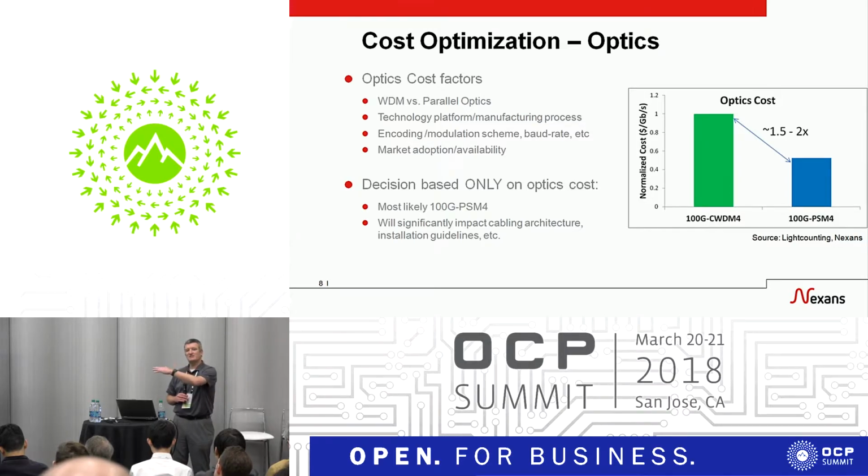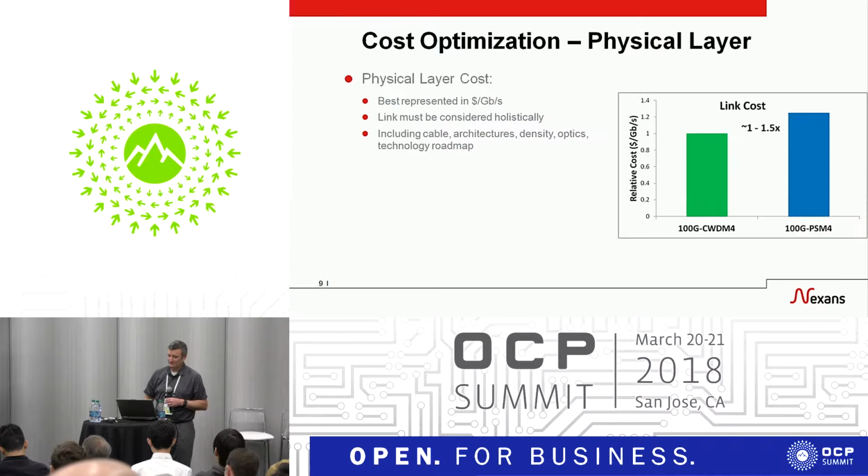So if you looked at this by itself, you would say PSM4 is the clear choice. Well, those two pieces of data are at odds with each other. So what you really need to do is look at the total piece. So when you add those two things together, and you have to make some assumptions here, and some of the assumptions we have in here is, well, how long is that run?